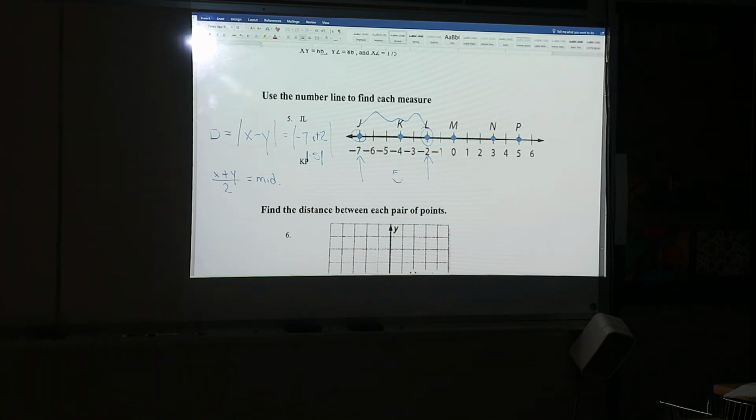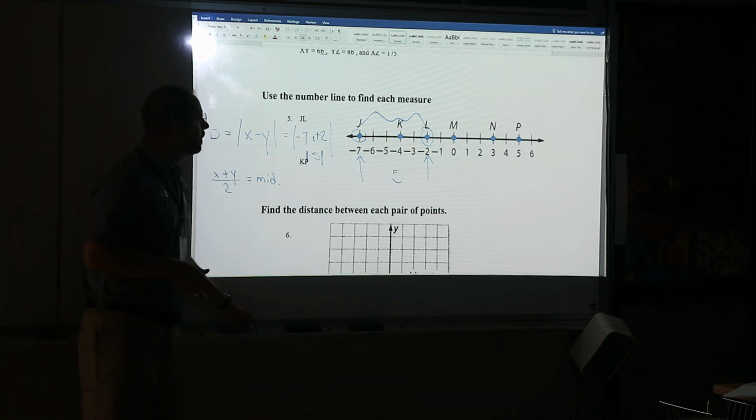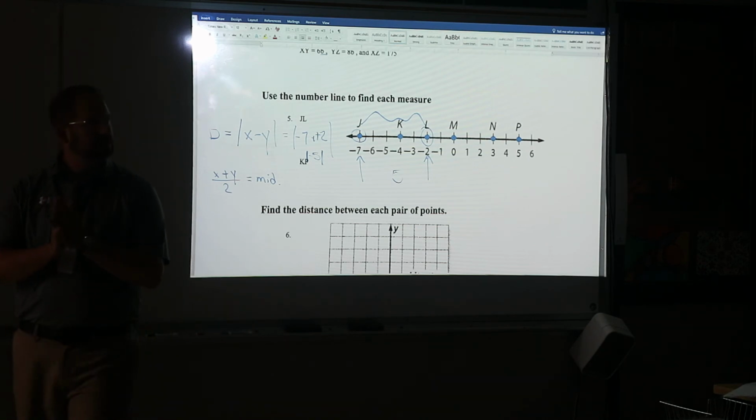If it was asking for midpoint, I want the dot right in the center of them, which is what? 4? No. 4.5? -4.5? Yeah. Like the number in between if it was finding midpoint. Okay, questions at all on how to find distance?